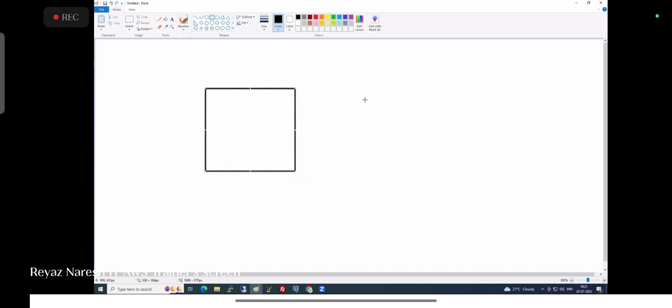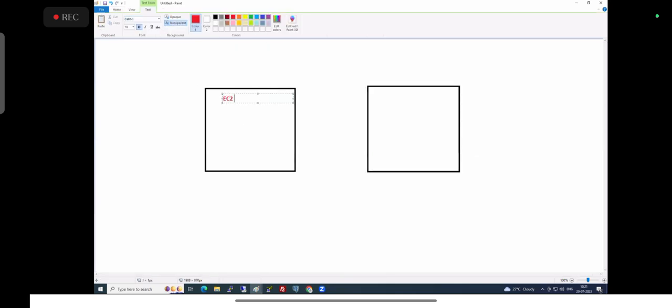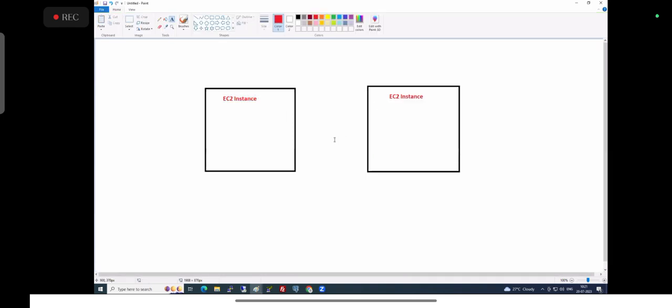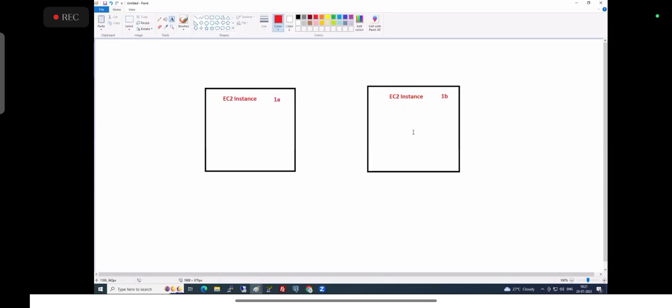Let's take two EC2 instances. This is an EC2 instance, and this is another EC2 instance. This EC2 is in 1A and this EC2 is in 1B, two different availability zones.